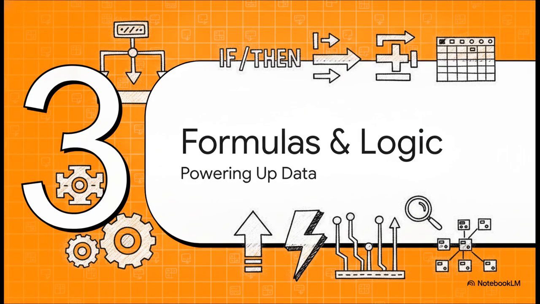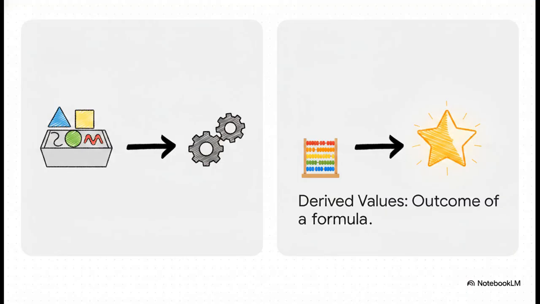So that brings us to the real engine of this whole thing. Section 3, formulas and logical functions. There's a really important distinction we need to make here between independent basic values that you just type in and derived values that the spreadsheet calculates for you. Say you input a quantity of 10 and a price of 20. Those are your basic values. But when you want the total cost, you multiply them together. That result, 200, is a derived value. It's the outcome of an arithmetic expression or formula. This is exactly where the spreadsheet starts doing the heavy lifting for you.